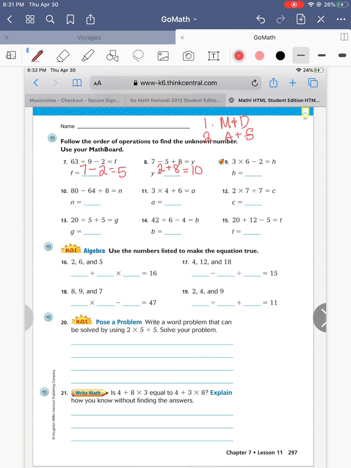Number 9 is 3 times 6 minus 2. So first, look for multiplication and division signs. I have 3 times 6 to multiply, so let's multiply those, and that would be 18. Then bring the 2 down. So 18 minus 2 is 16. So H is 16. All right, pause the video, do 10, 11, 12, 13, 14, and 15, and then come back and check your answers with mine.